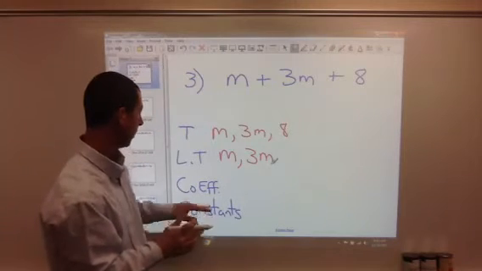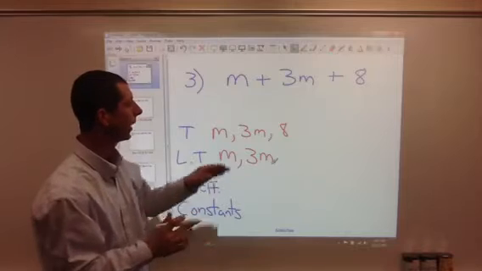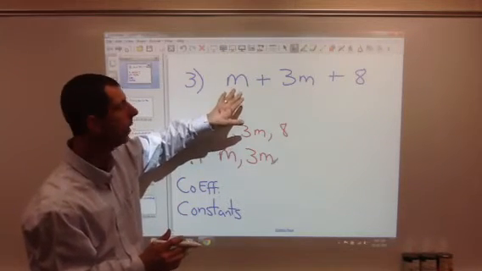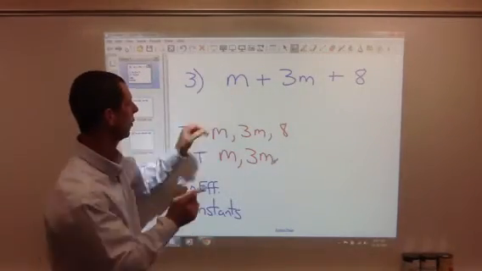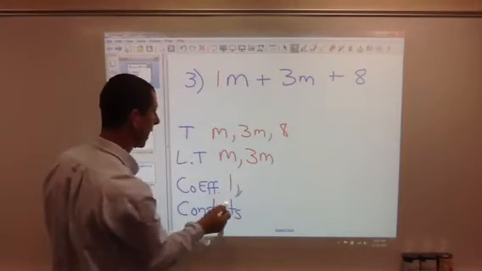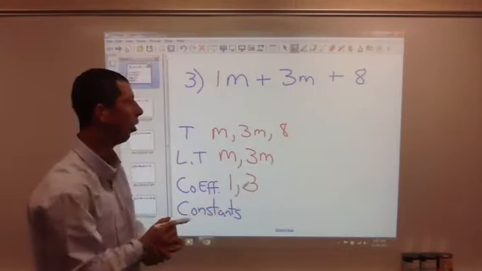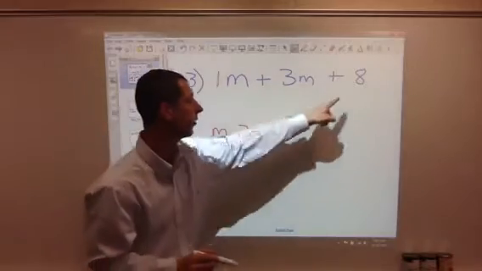The coefficients are the numbers that are with the variables, okay? And the tricky part to this one is there's actually a number with the variable. So every variable is going to have a coefficient. Okay, so here the coefficient is actually 1 because there would be a 1 there even though it's not in. Okay, here it's obviously 3, so our coefficients are 1 and 3. And our constant is 8.